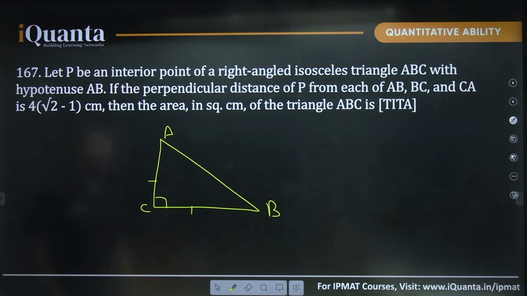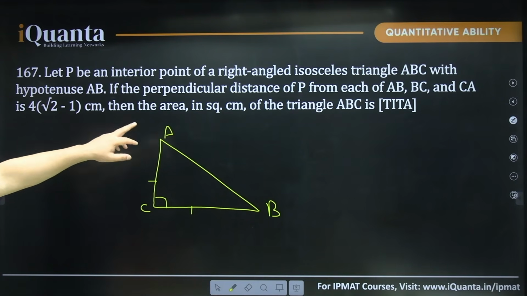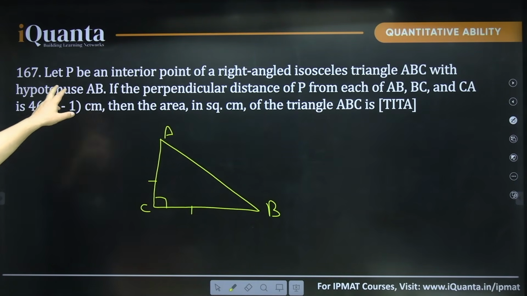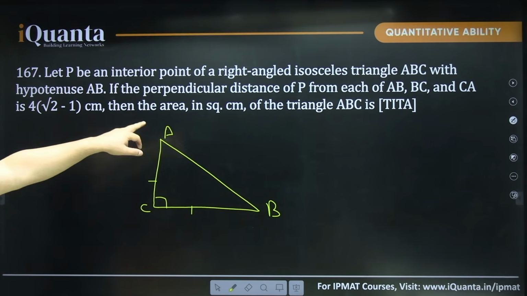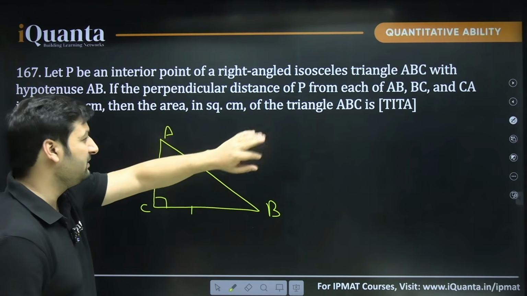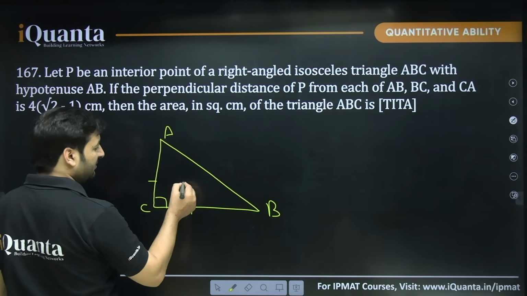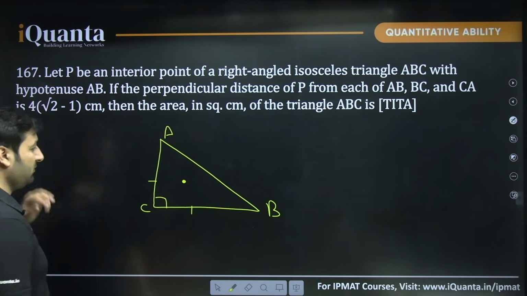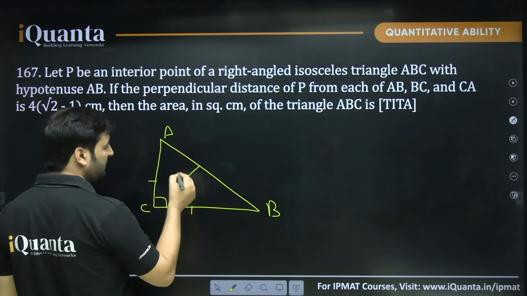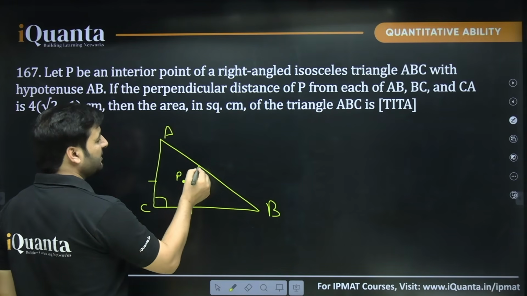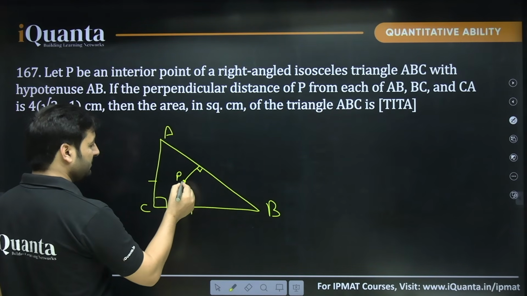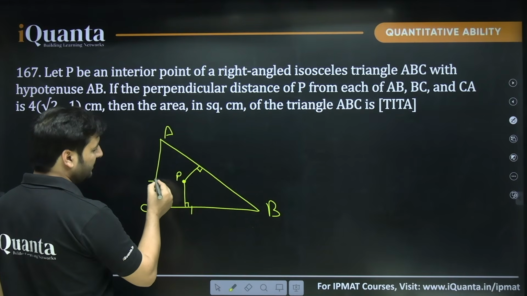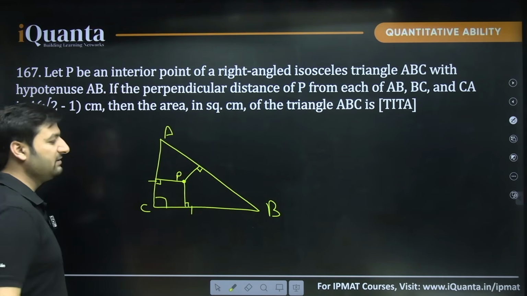Now what does it say? There is a point P which is in the interior of the right angle triangle, and the distance of point P from each of AB, BC, CA is 4 times root 2 minus 1. So obviously it will be here. This is the point P. Its perpendicular distance from AB is this, from BC is this, and from CA is this.